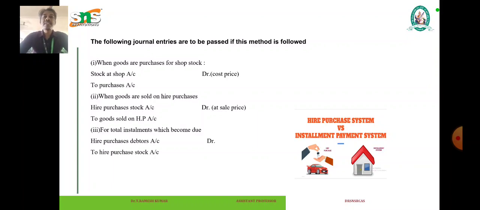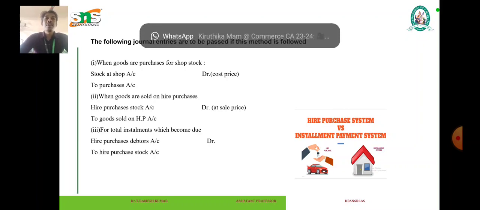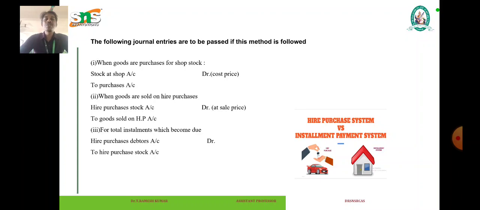When goods are purchased for shop stock, the journal entry is stock at shop account debit to purchase account. When goods are sold on hire purchase, the entry is hire purchase stock account debit to goods sold on HP account. For total installment which becomes due, the entry is hire purchase debtors account debit to hire purchase stock account.